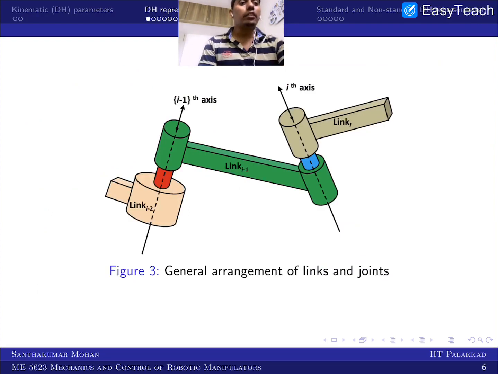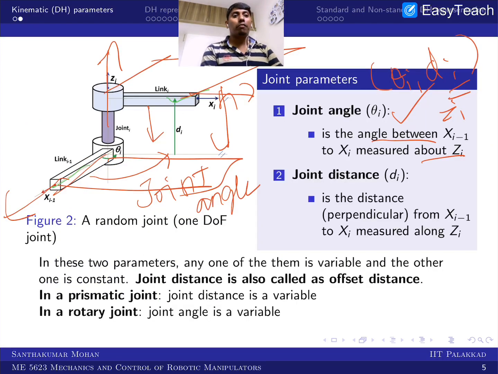Now these are the two subclasses of kinematic parameters. One is the joint parameter, the other is the link parameter. And you know a joint is a 1 degree of freedom joint, so either the joint angle or the joint distance would be a variable. If you talk about a prismatic joint, a translation joint, then the joint distance is the variable. If it is a rotary joint, then the joint angle is the variable.